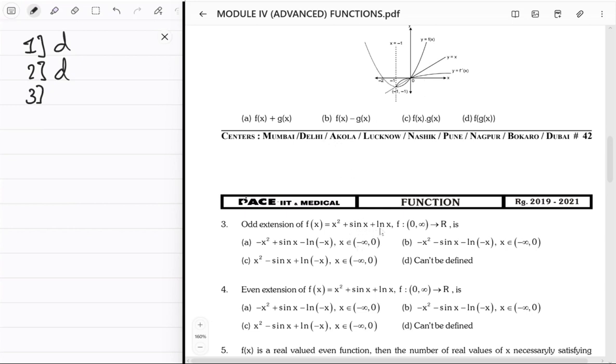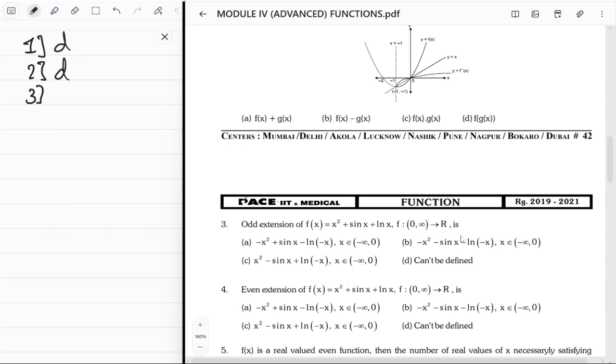So plus sine x, and then natural log of x is not defined for negative numbers. We want to make this negative, so let's deal with mod x. So natural log of mod x, but then negative of that. Or you could just say negative natural log of negative x. That also works. Yeah, so this looks good.